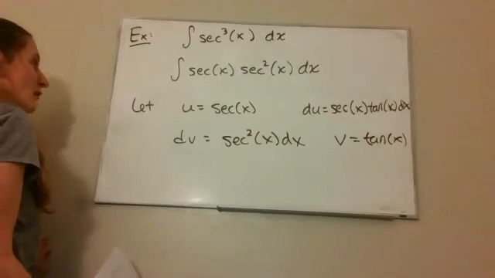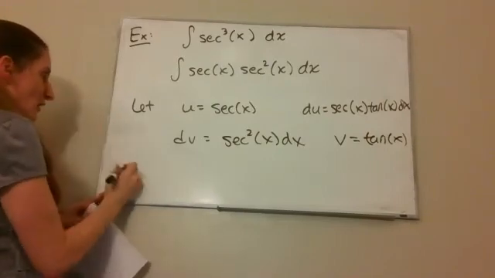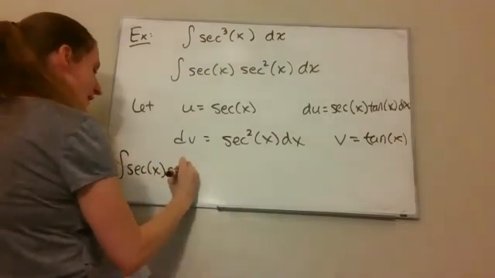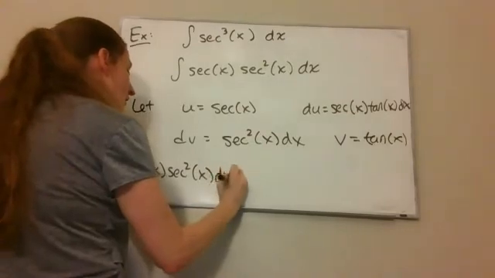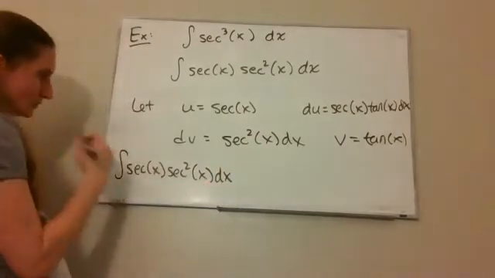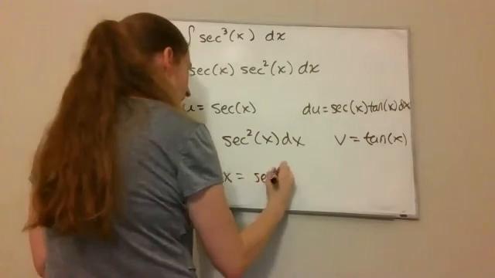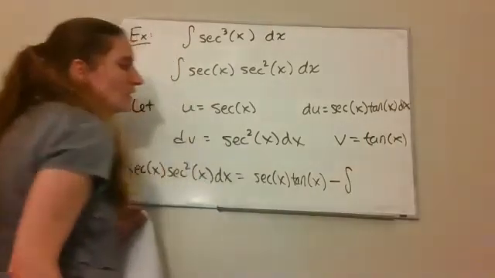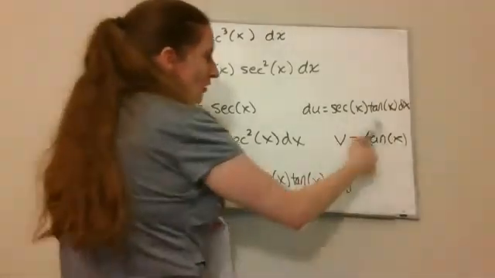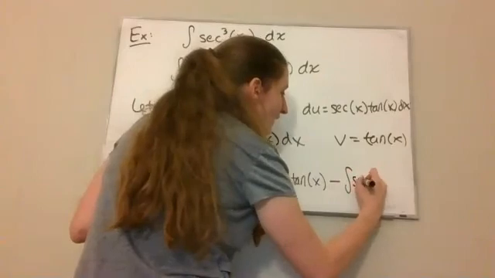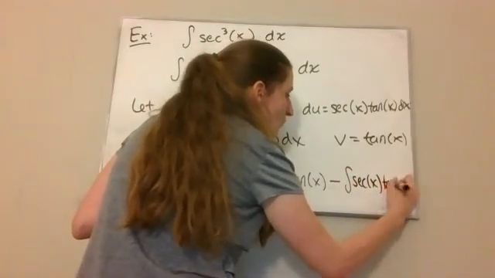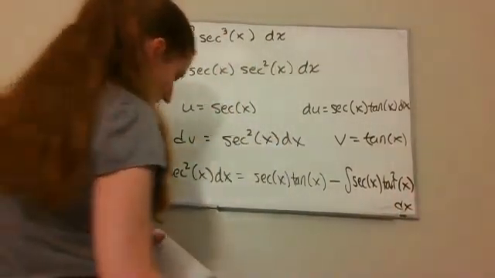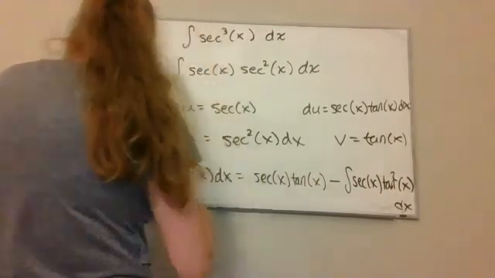Using my integration by parts formula, remember that your integral is going to be equal to u times v minus the integral of v du. So my u times v is secant x tangent x minus the integral of v du. Well, v times du, I'm going to have a secant, and I'm going to have a tangent squared dx. All right, so now what do we do with that?